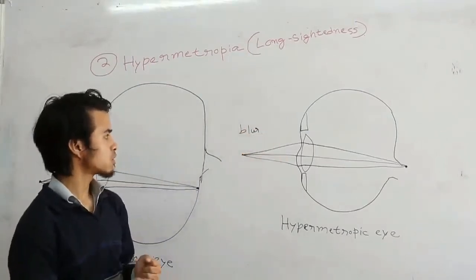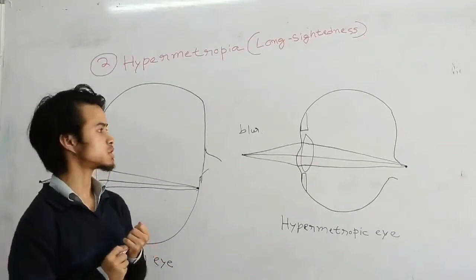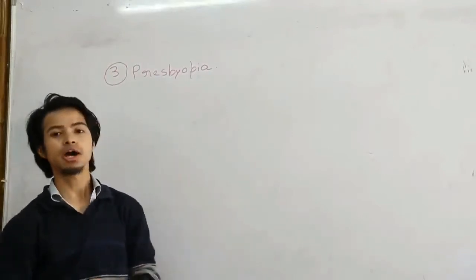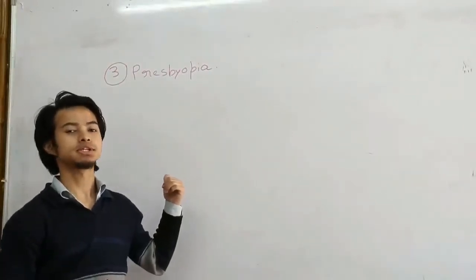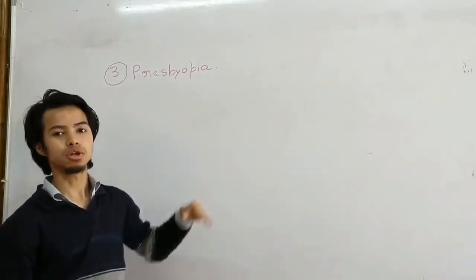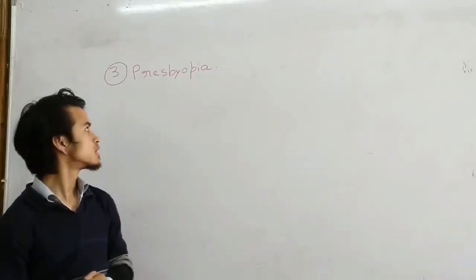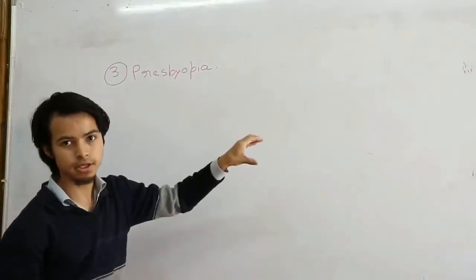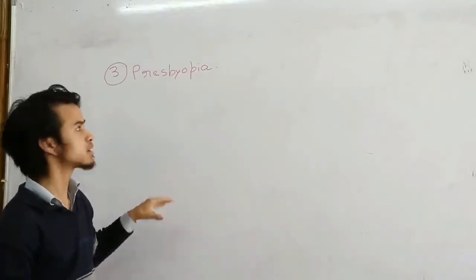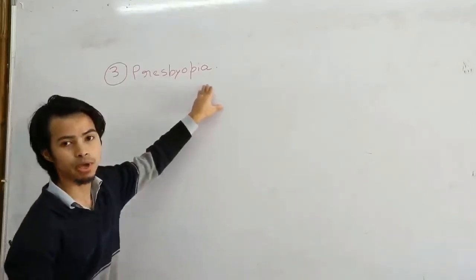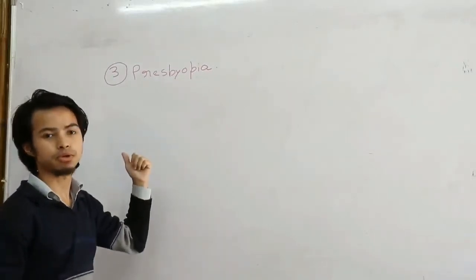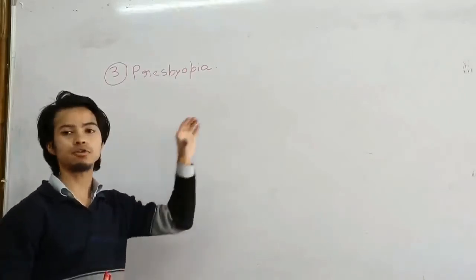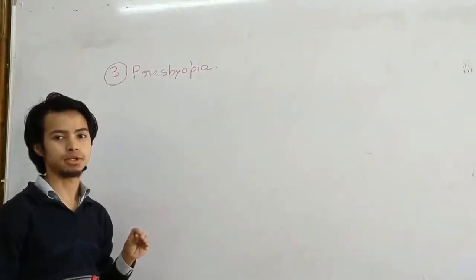Now let's move on to the third defect of vision, which is called presbyopia. This is also a common eye defect, but it is commonly seen in persons of old age, or in elderly persons. Persons suffering from this defect can see the far-off objects clearly, but cannot see the nearby objects clearly. This defect is similar to hypermetropia, because in hypermetropia also, a person can see the far-off objects clearly, but cannot see the nearby objects clearly.